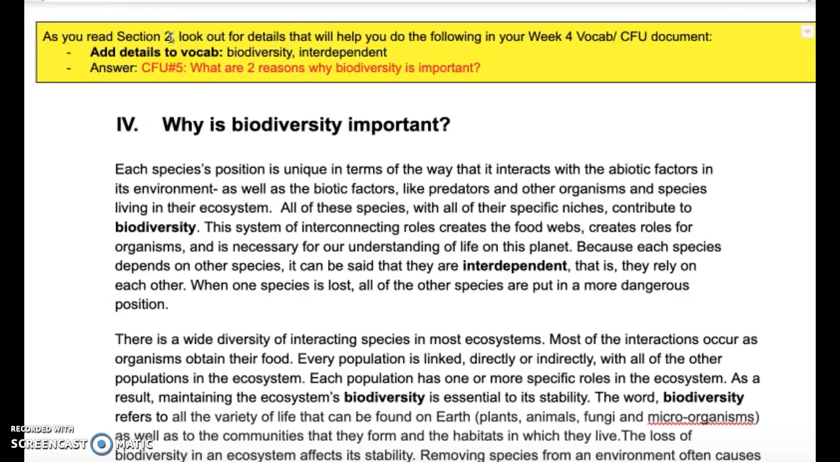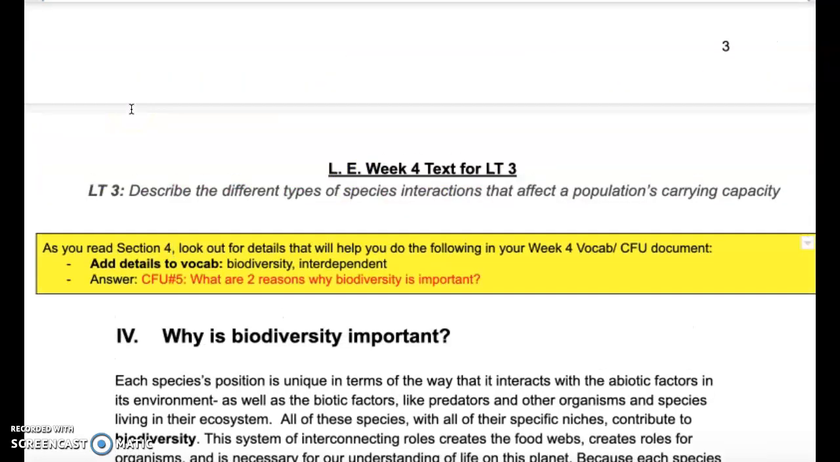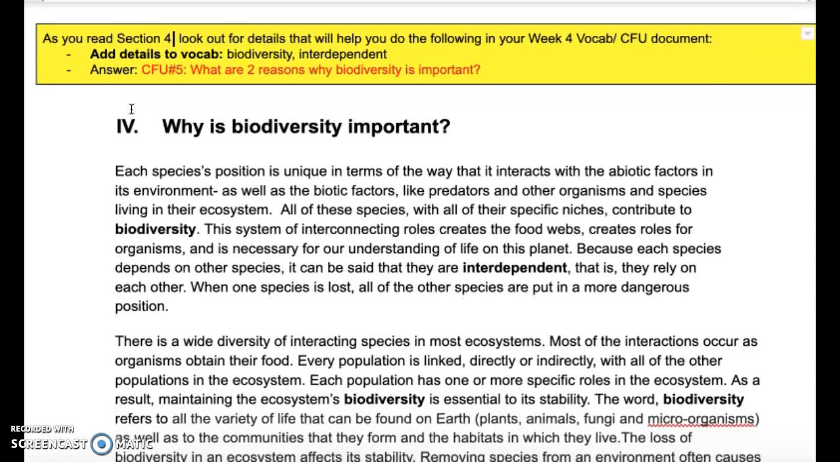Okay, so we're on page 4 of the week 4 reading. We're going to be reading section 4, Why is Biodiversity Important?